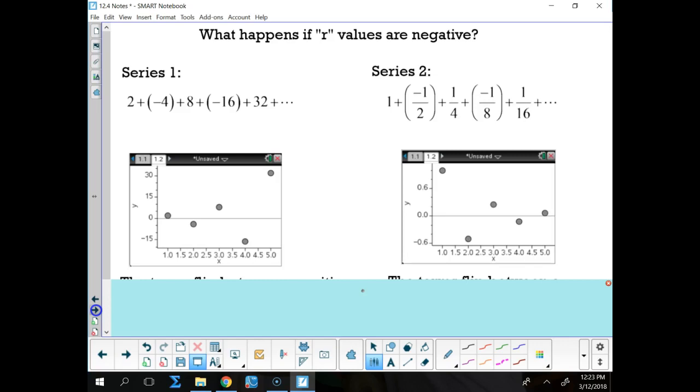See why we can't say exponential growth now? Because it doesn't follow that smooth curve, because each term is flipping, flopping between positive and negative. Okay?